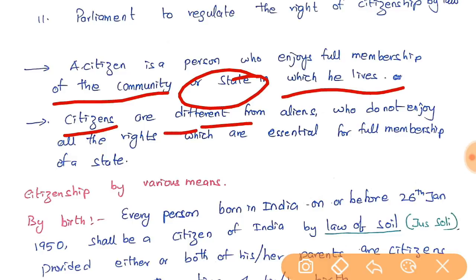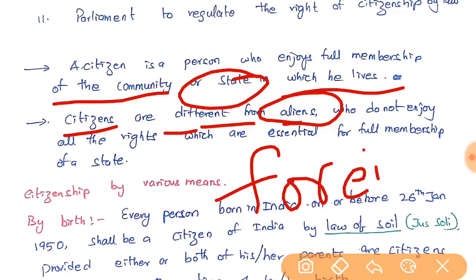Citizens are different from aliens. Here aliens does not mean the aliens which we see in the films. It means foreign people or foreigners, friends. Okay, citizens are different.